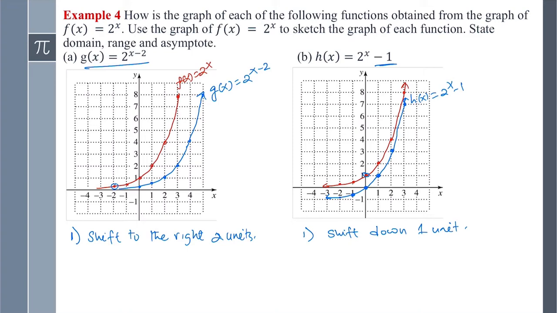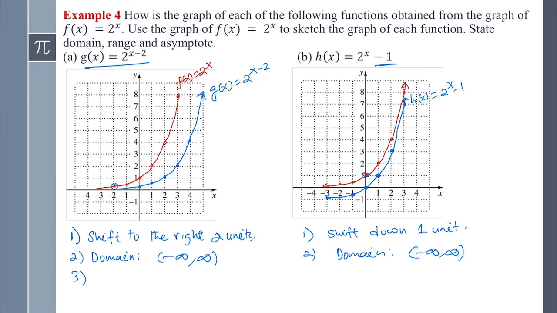Again, for an exponential function, the domain really does not change with the transformation. So the domain is always all real numbers. Same thing here, the domain is all real numbers. Now the third question is, what is the range?